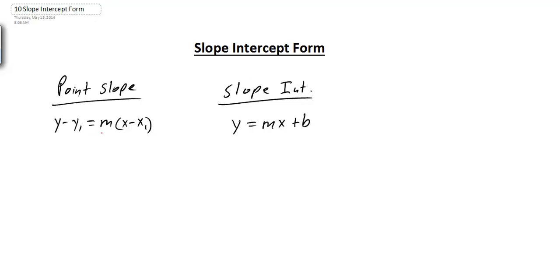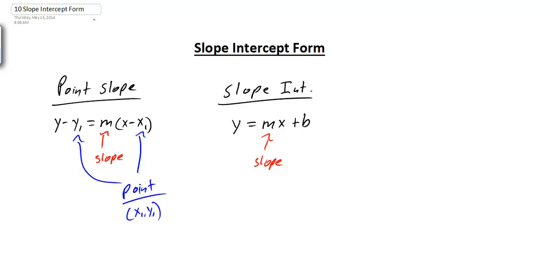So if you notice in each one of these here, m is the slope, and over here where we have x1 and y1, that is representing any point on the line. Okay, so here x1, y1 could certainly be any point on the line.